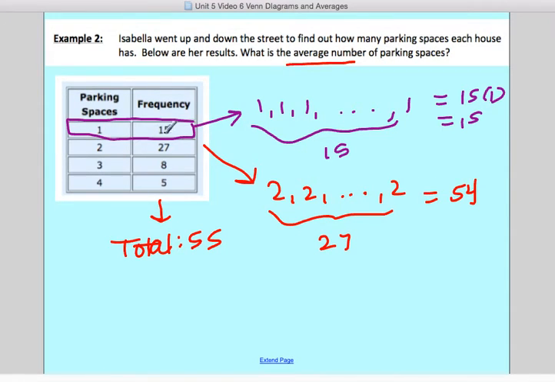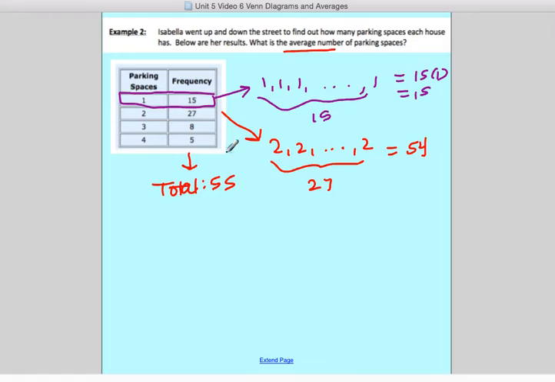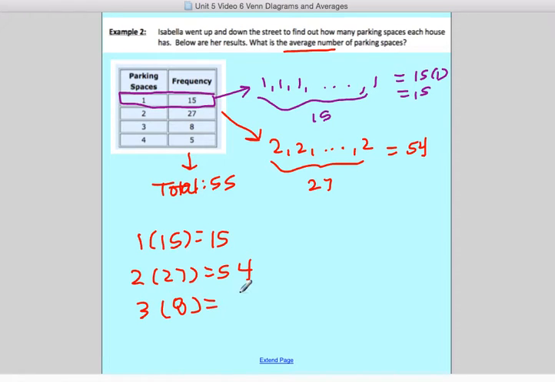Okay. So in order to get the total number of parking spaces when you add them all together, we would have to multiply. So let's just go ahead and write it a little bit nicer. So we have 1 times 15, which is 15. 2 times 27, which is 54. 3 times 8, which is 24, and 4 times 5, which is 20.